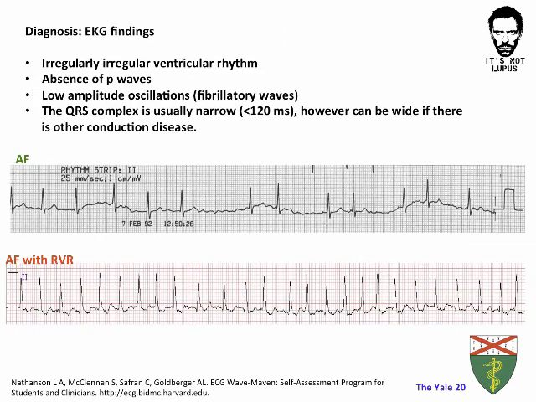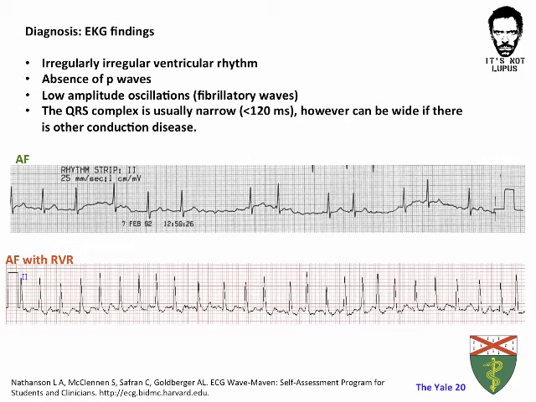Next, we'll discuss ECG findings in AF. The hallmark of AF is an irregular ventricular rhythm with absence of P waves. Instead, you may see low amplitude oscillations, which are the fibrillatory waves of AF. The QRS complex is usually narrow, meaning less than 120 milliseconds. However, it can be widened if there is other conduction disease present.